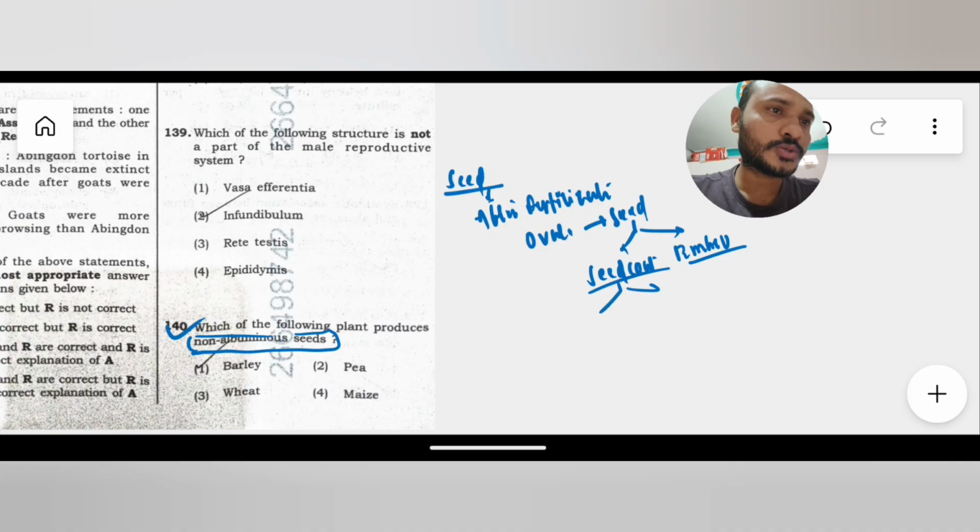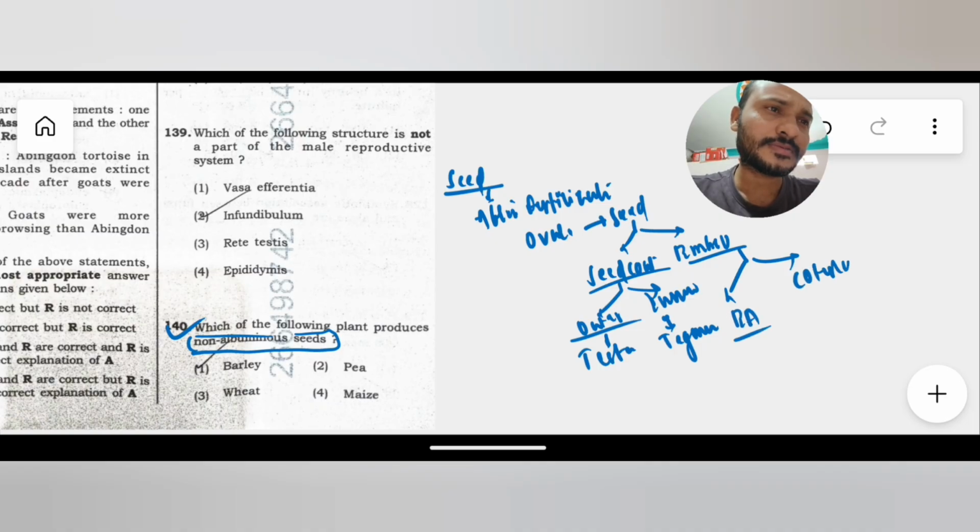The seed coat has two important layers, the outer layer and the inner layer. The outer layer is called the testa and the inner layer is called the tegmen. The embryo is made up of two important structures: the embryonal axis and the cotyledons. Like that we have different structures of the seed, but here we won't focus on seed structure. Here we have to identify which is the non-albuminous seed.